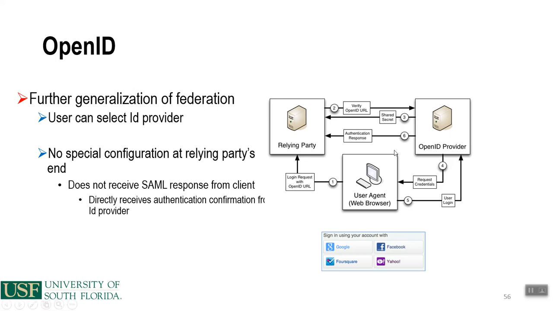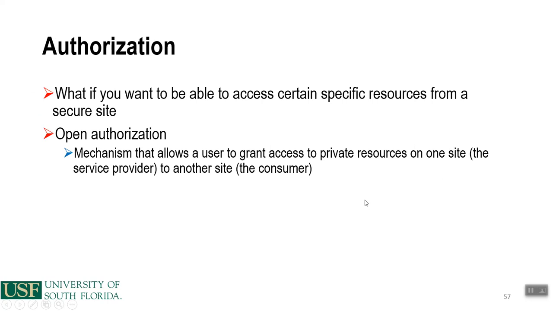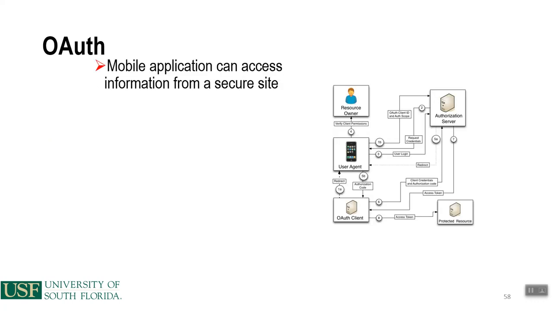We've all seen this: sign in using your account with XYZ, Facebook, Foursquare, Google, Yahoo, and so on. Authorization is what you need if you want to access certain specific resources from a secure site. It's a mechanism that allows a user to grant access to private resources on one site, the site provider, to another site, the consumer. One common example is what's called OAuth. The mobile application can access information from a secure site.